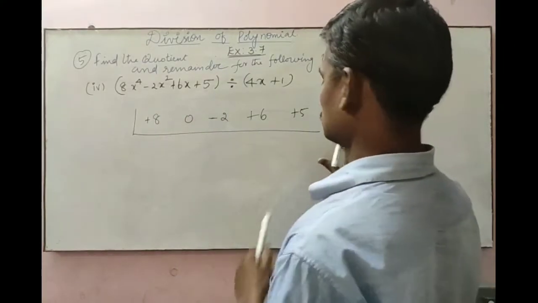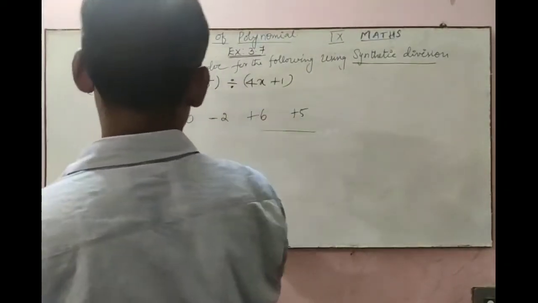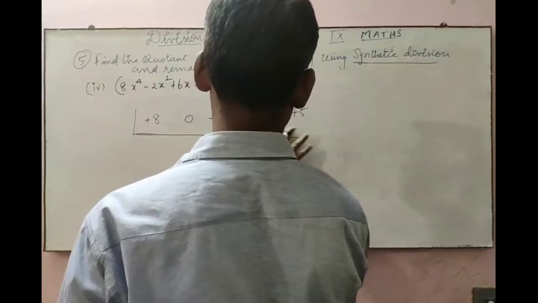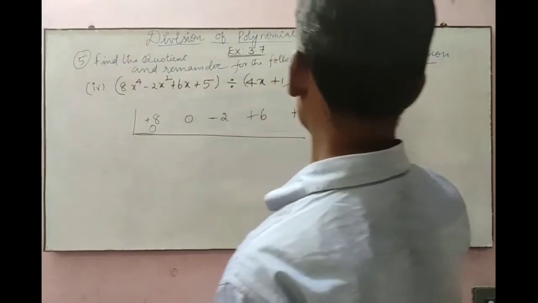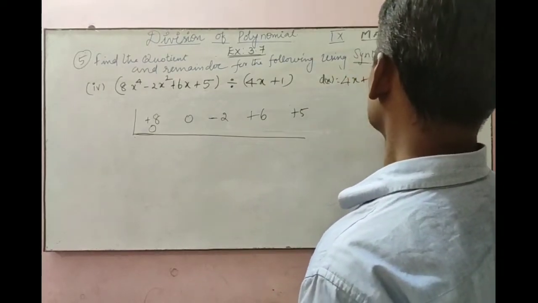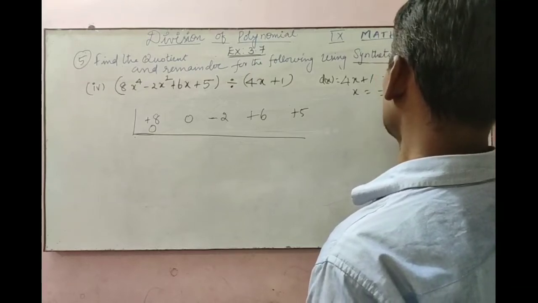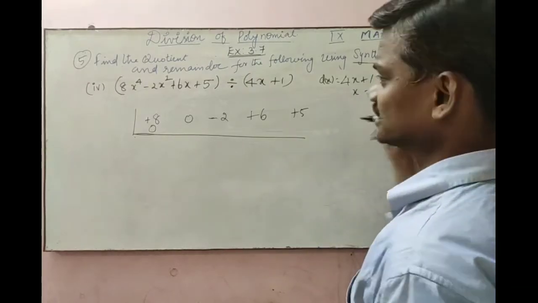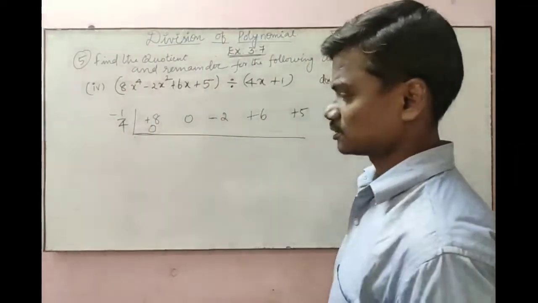Then I have to put the zero here. 4x plus 1 is the divisor. So if you put this as 0, you will get x as -1 by 4. You take this -1 by 4 here as the divisor.